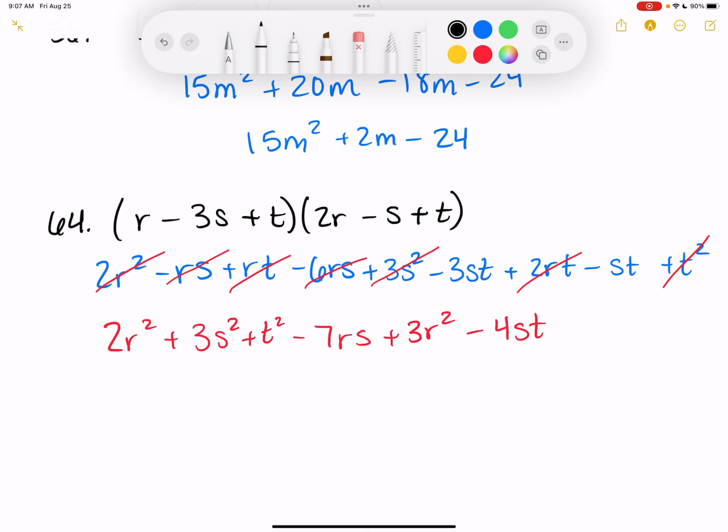These ones still say find each product. These ones are special types, though. So 72, we've got 2m cubed plus n times 2m cubed minus n. Do y'all happen to know what this special type was? Or is? It still is, not was.